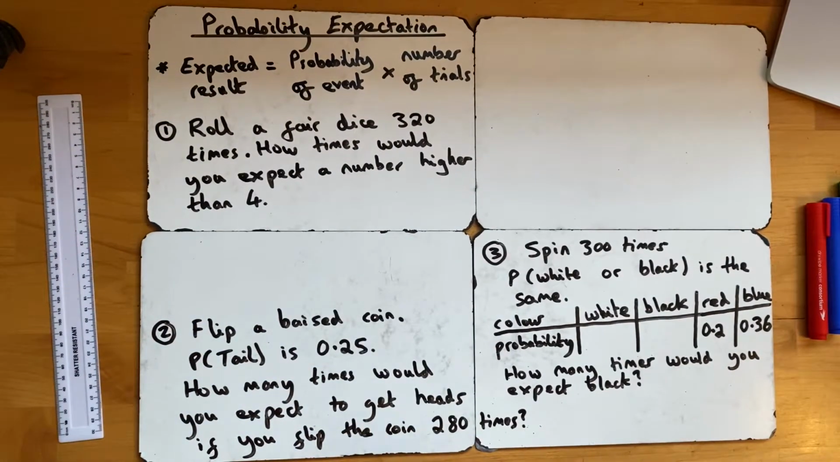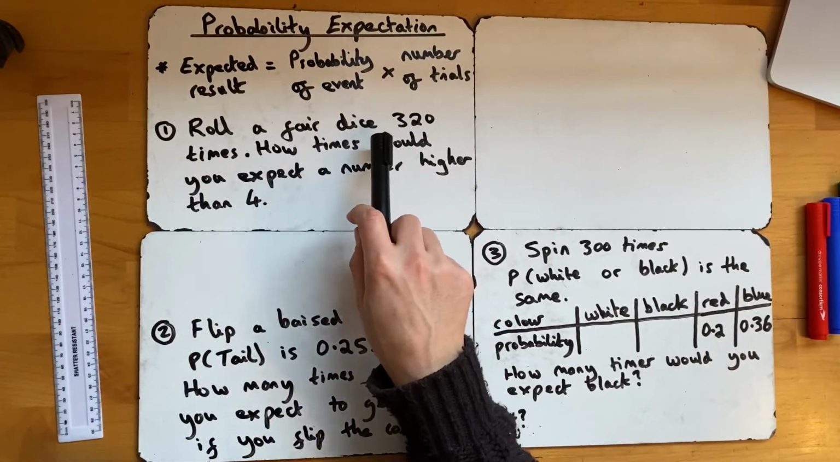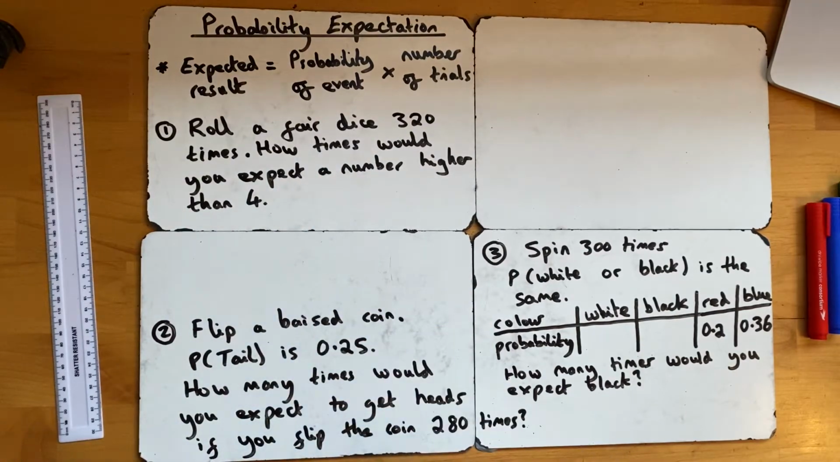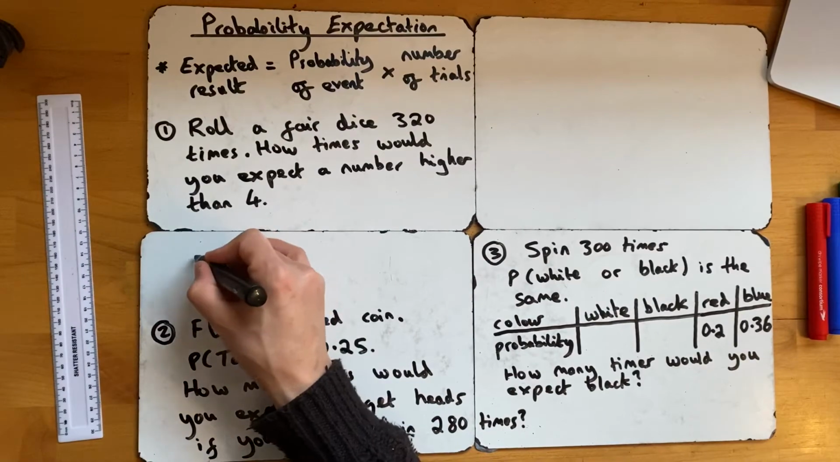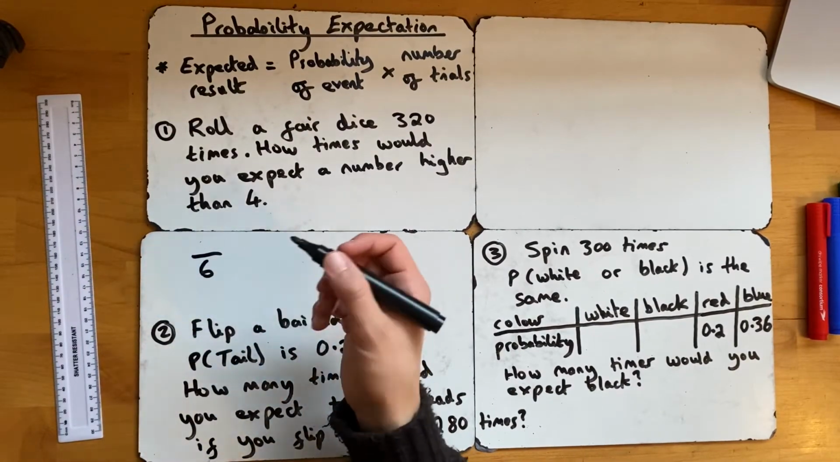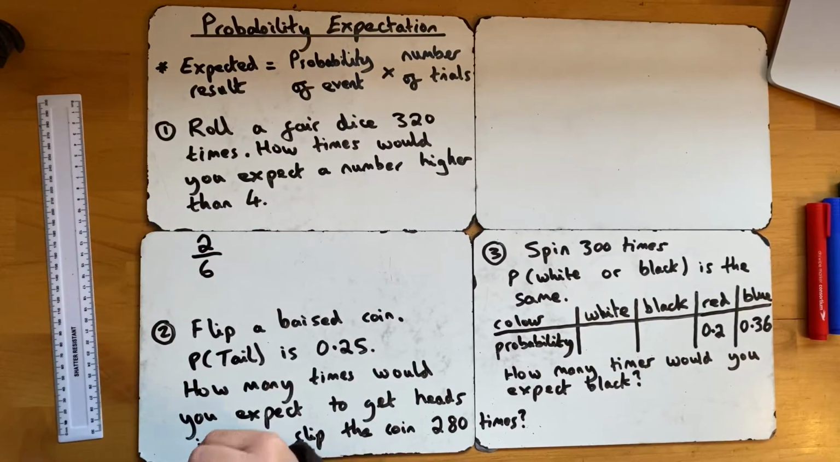Now let's do a question. So you roll a fair dice. So fair dice is out of 6, 320 times. How many times would you expect a number higher than 4? Okay, so we know the probability is out of 6. Numbers higher than 4, so we've got 5 and 6, so that's 2 numbers. So the probability is 2 out of 6.